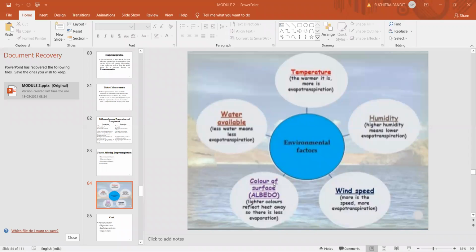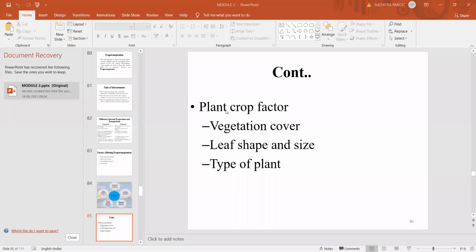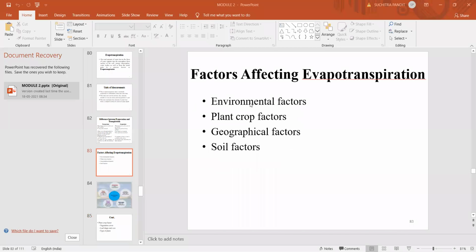Next is the color of the surface: lighter color reflects heat away, so there is less evaporation. And also water available: less water means less evapotranspiration. That means if the surface area of the water exposed is less, obviously the evapotranspiration will be less. Now, the plant crop factor. So the first factor which affects the evapotranspiration is the environmental factor.